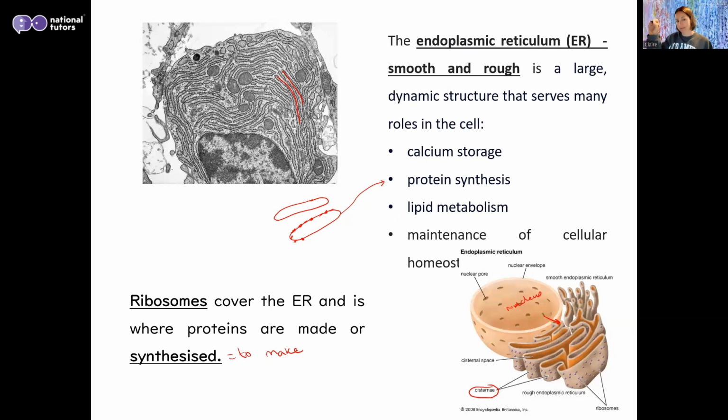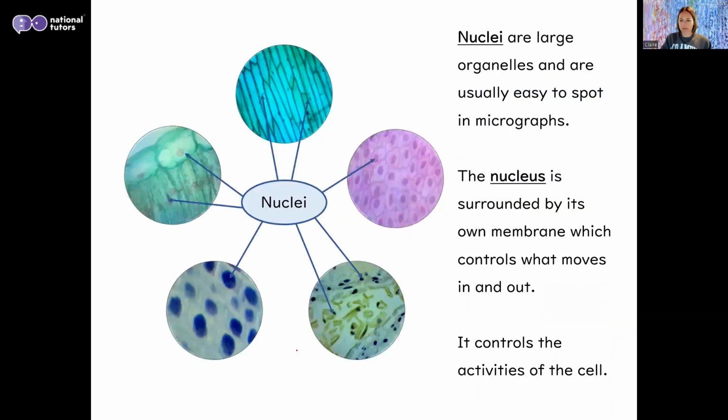The examiner's like, yep, brilliant. That's definite one mark. You'll still get a mark for saying where they're made, but it's more biological. Okay, and we want to know those keywords. We need to keep those keywords going. So there you go. That's about endoplasmic reticulum and also ribosomes.